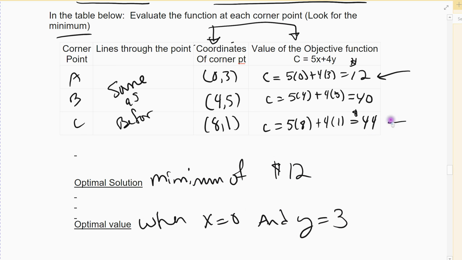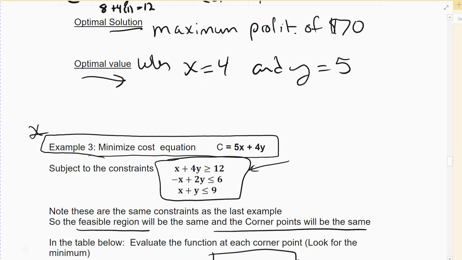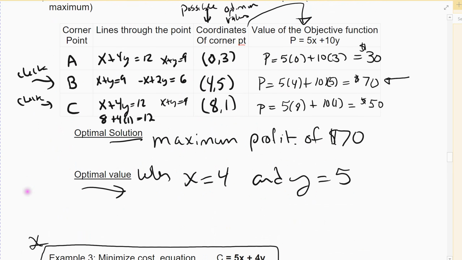We actually had a different maximum if we were looking for the maximum cost. We always get both, the max and the min. It's just which one the question is looking for. We're guaranteed a max and we're guaranteed a min. It's just whichever one we're looking for. Typically with cost, we want minimum. Typically with profit, we want maximum.